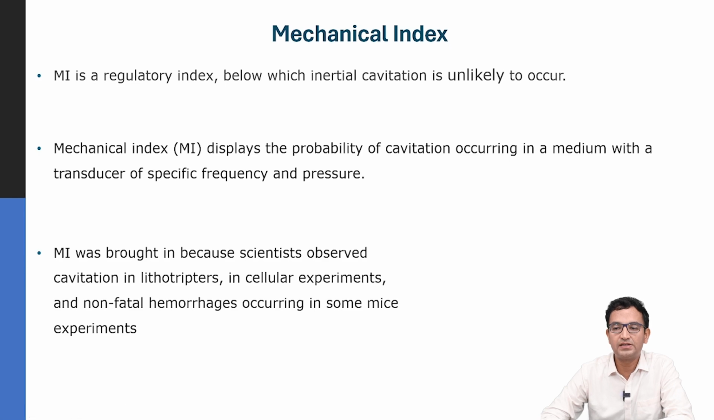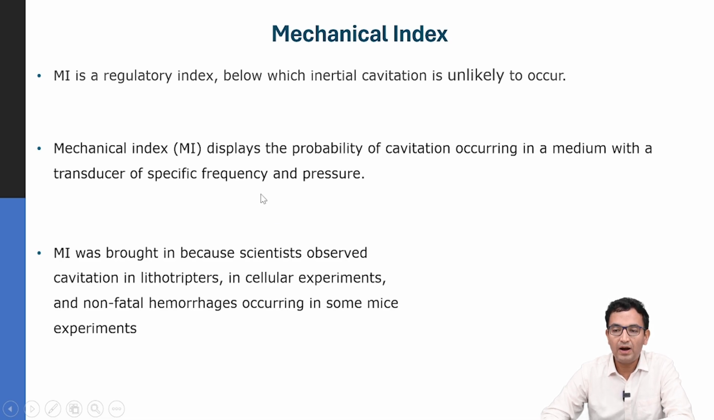So after discussing the thermal index, let's move on to mechanical bioeffects, which can be regulated by the mechanical index. So MI is a regulatory index. It gives you a number below which inertial cavitation is unlikely to occur. And this mechanical index displays the probability of cavitation occurring in a medium, or rather it's related to the probability of cavitation occurring in a medium with a transducer of a specific frequency and given a specific pressure.